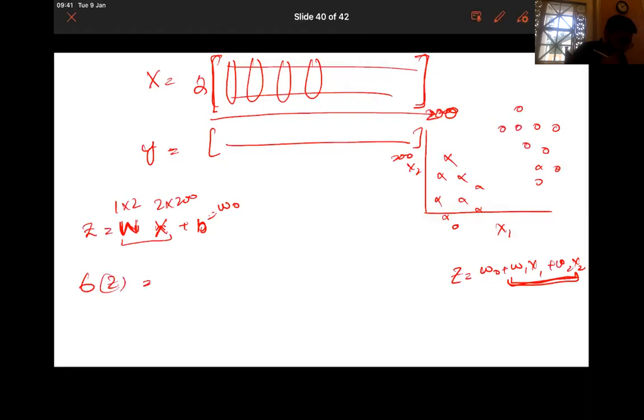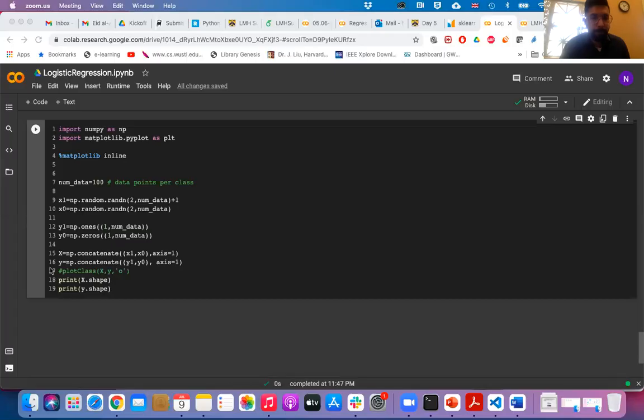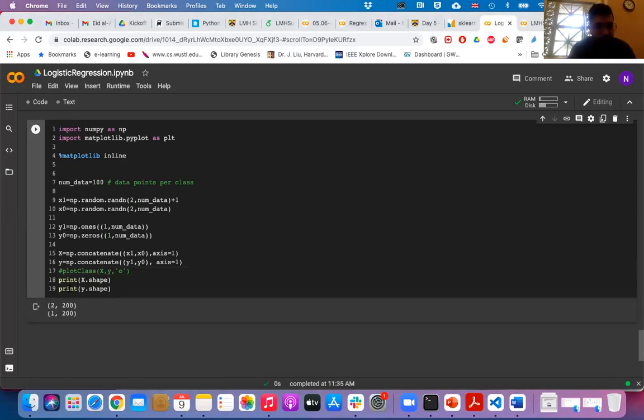Sigmoid of Z is defined and the loss function is defined. What else do I need to discuss beforehand? I think we are good. So let's go to the code and try to code this up. Okay. Can everyone see my screen? Yes. Okay, perfect. So this is the data. We have a 2 times 200 size matrix for the data and 1 times 200 for the label.